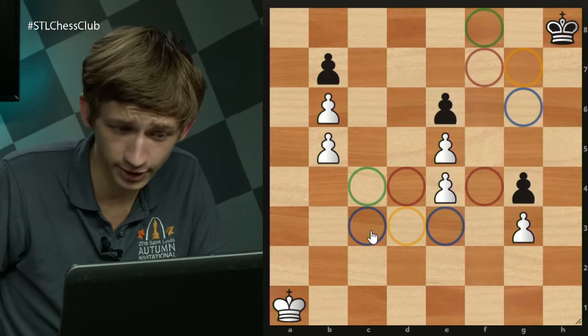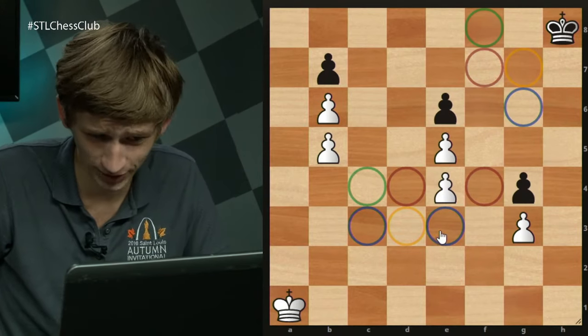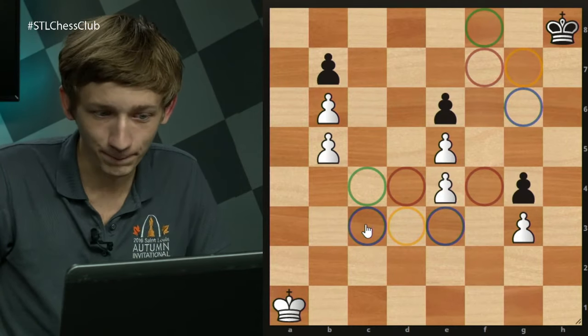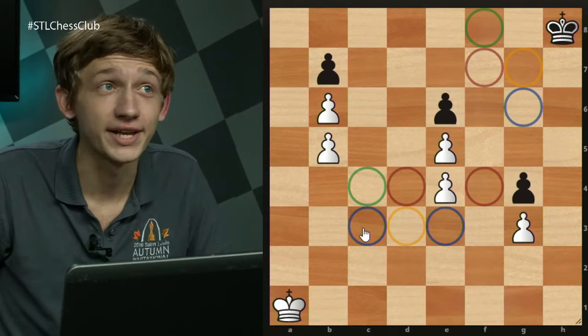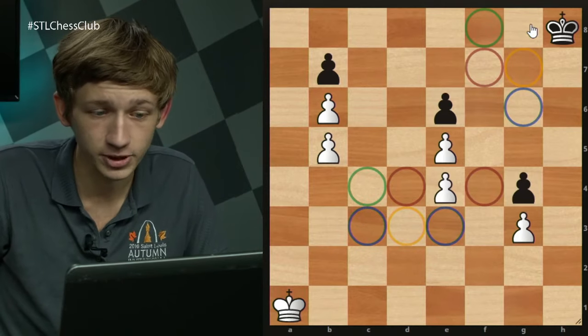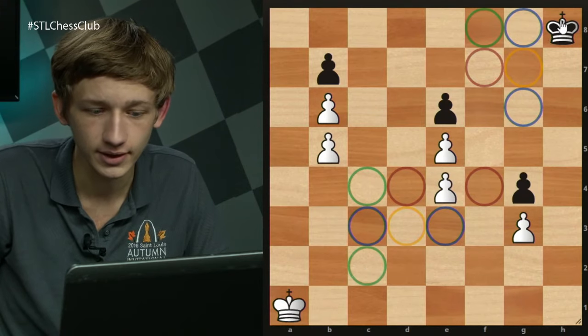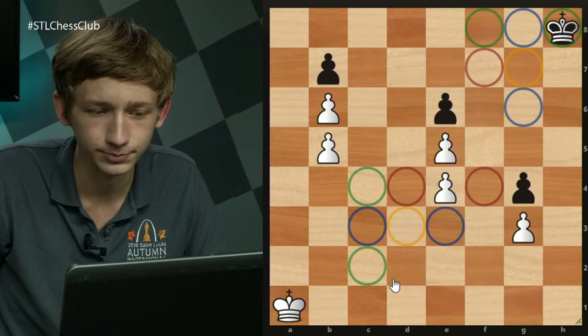Note that I ran out of colors. So these two squares, C3 and E3, are not identical. They are different, but there's just not that many colors on Lee Chess. So the corresponding square is, of course, G8. Then we have C2 for white, H8 for black.